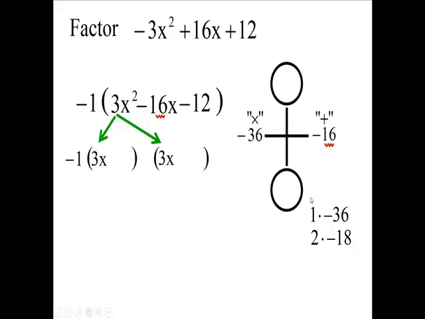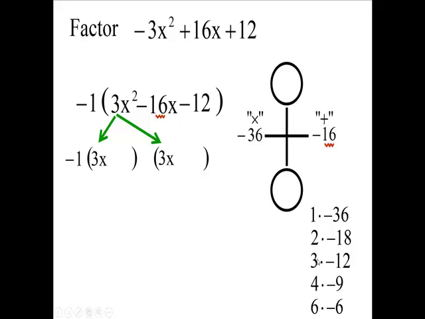Start counting again. 1, 2, 3 times what is 36? 3 times 12. Count again. 1, 2, 3, 4 times 9 is 36. 1, 2, 3, 4, 5 doesn't go into 36, but 6 does. 6 times 6 is 36. Now when we add these two together, we get negative 35. When we add these two together, we get negative 16.